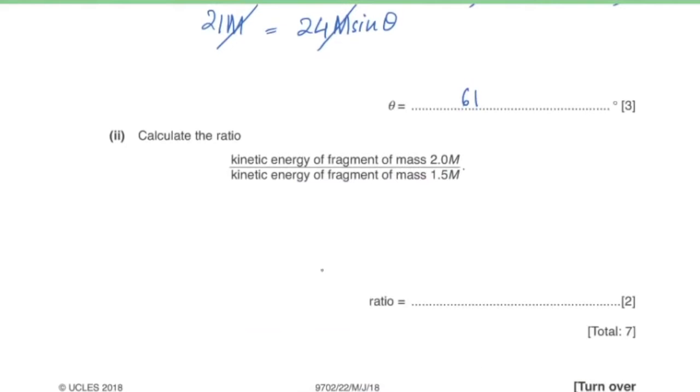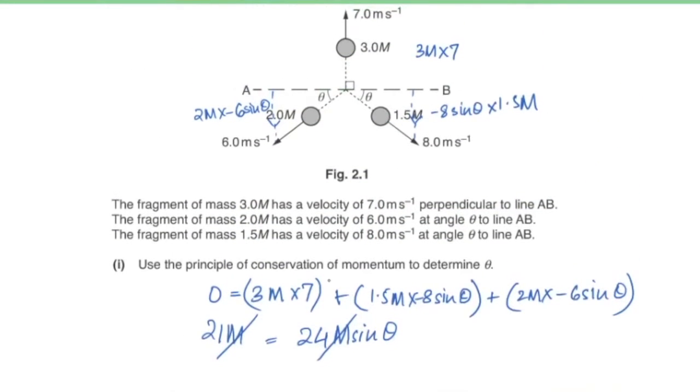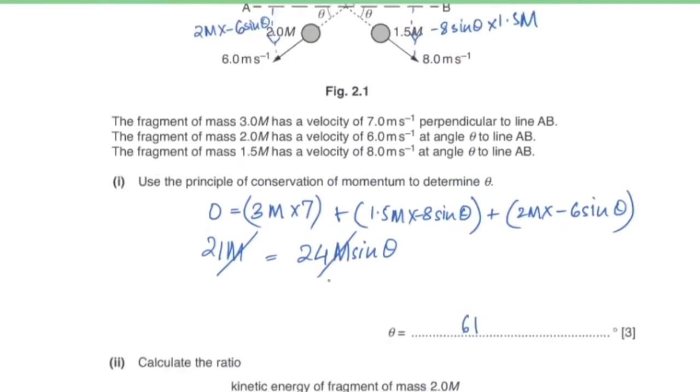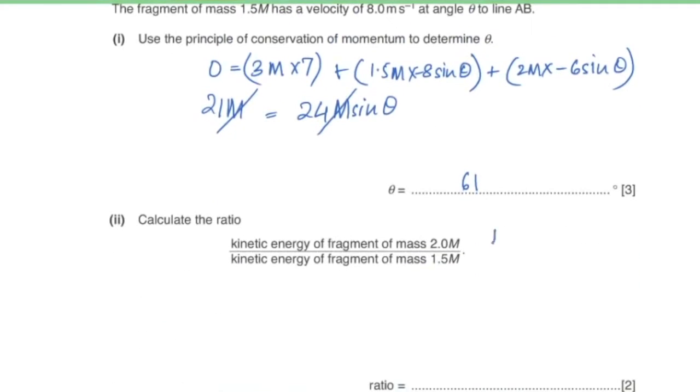Part 2, calculate the ratio kinetic energy of fragment of mass 2m and fragment of mass 1.5m. So fragment of mass 2m has a velocity of 6 meters per second and that of 1.5m is 8 meters per second. So 1 by 2 into 2m into 6 the whole square and 1 by 2 into 1.5m into 8 the whole square, and that gives me a ratio of 3 by 4.